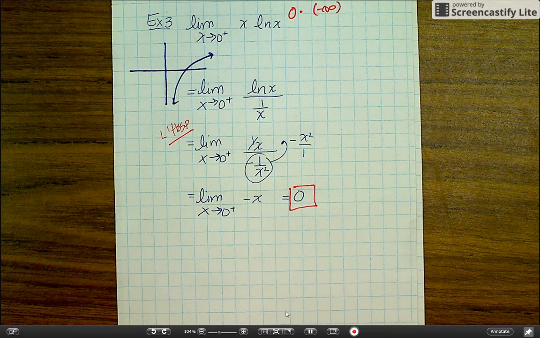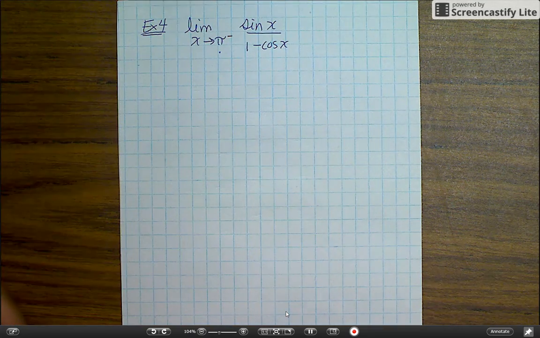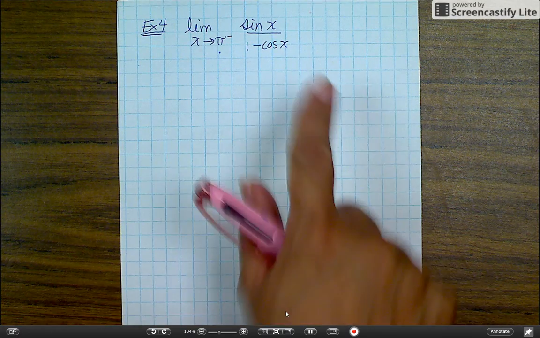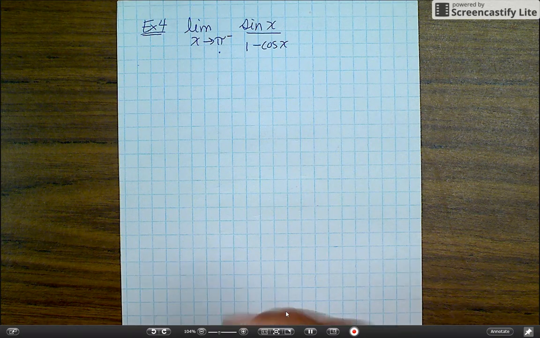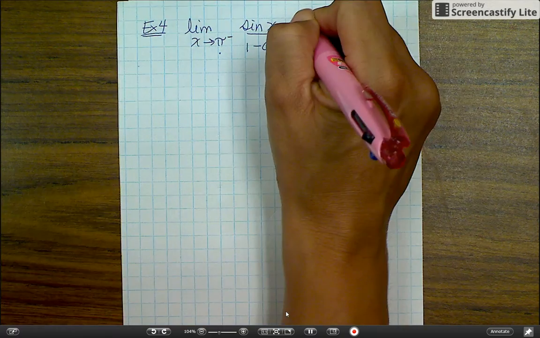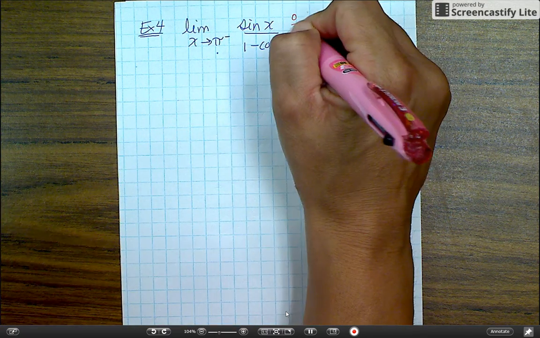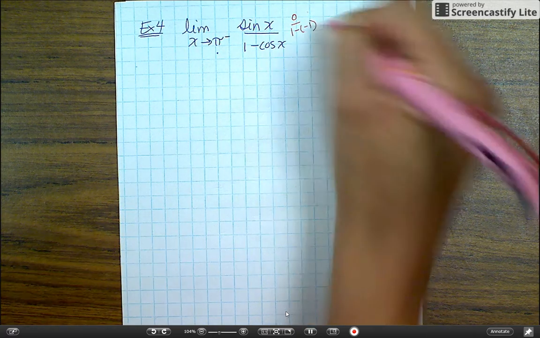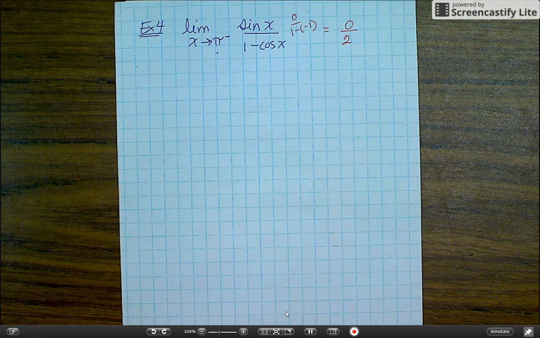Okay? Now for our next example is this expression. I have limit as x goes to pi from the left of sine x divided by 1 minus cosine x. So now, if we just substitute pi in for x, sine of pi is 0. Cosine of pi is negative 1. So I'm going to have 1 minus negative 1, which is 0 divided by 2. And is that an indeterminate form?